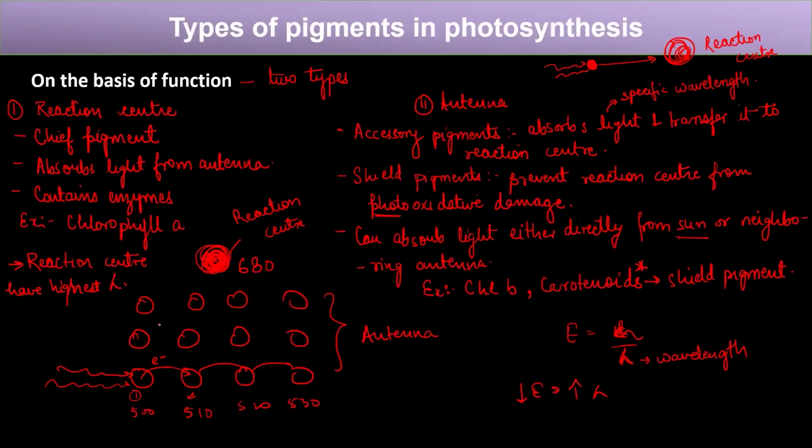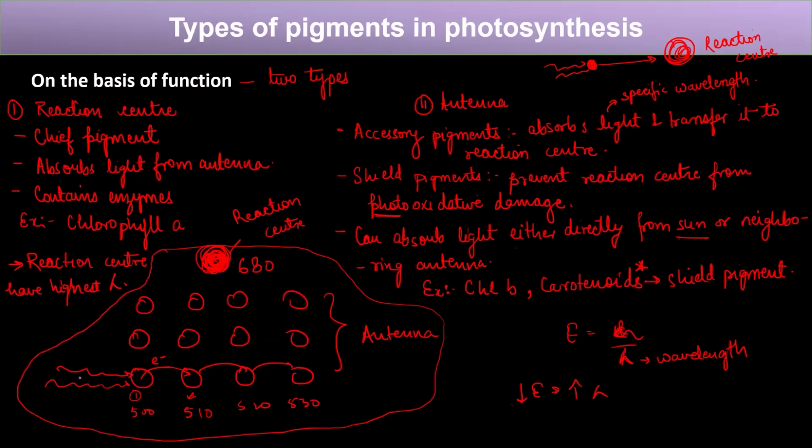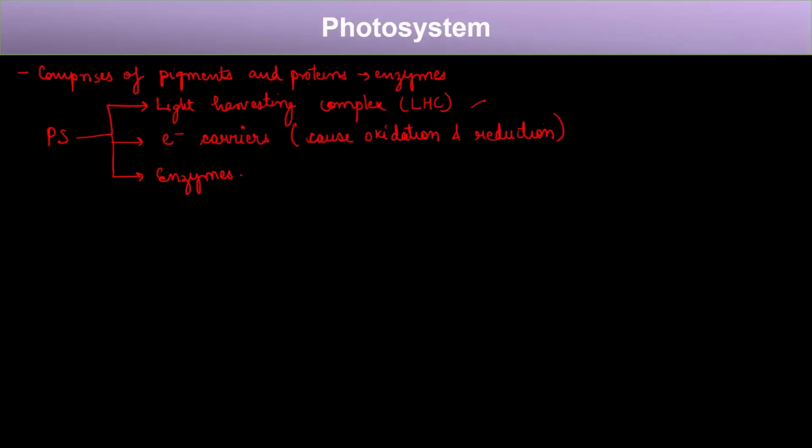Now, what is the light harvesting complex? So the light harvesting complex is nothing but this thing. Whatever I have drawn here is your light harvesting complex. Why? Because here we are seeing that light is absorbed by one of the pigments, then sequentially transferred to the nearby pigments and finally to the reaction center. So this unit together you can call LHC, or light harvesting complex. Okay. So the photosystem has a light harvesting complex. Apart from this, it has electron carriers and enzymes.